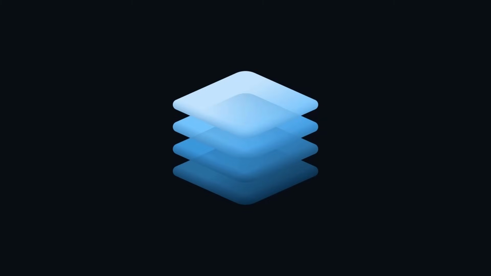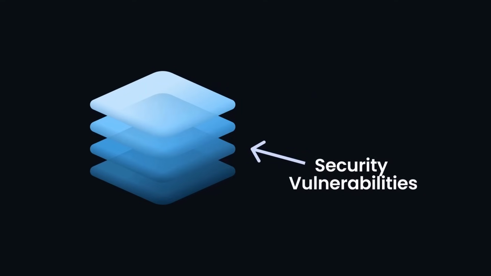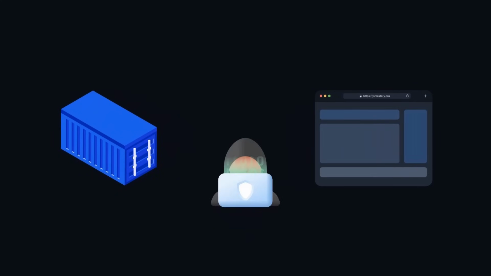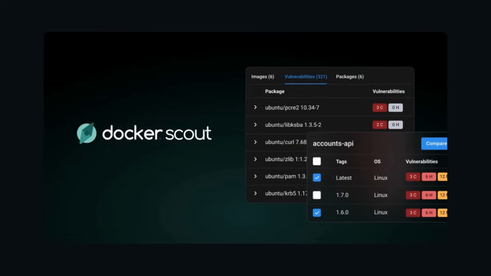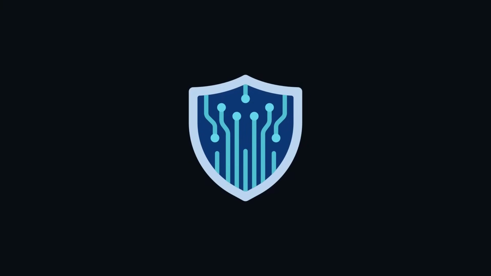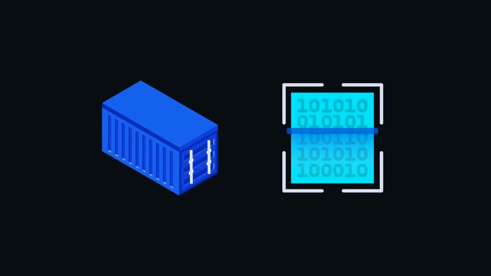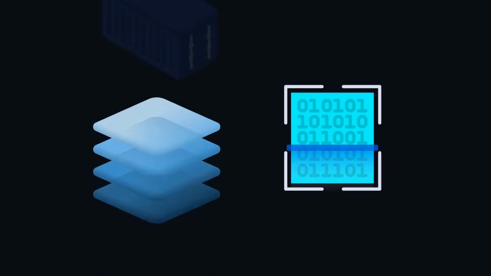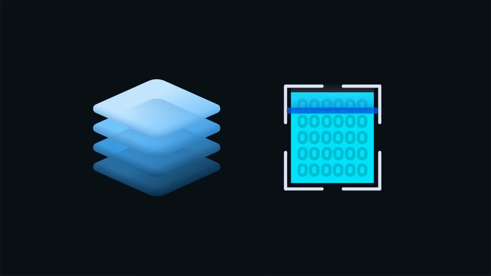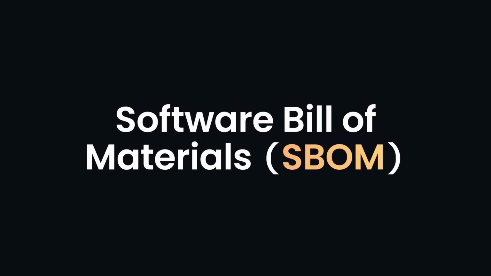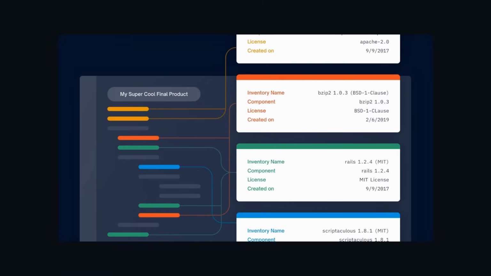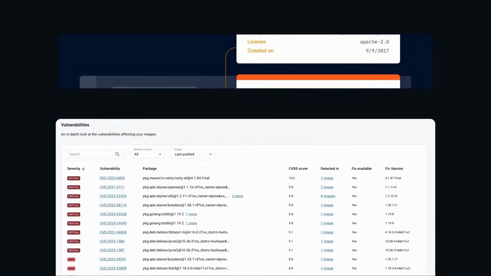However, some of these layers or components might have security vulnerabilities, making our containers and their applications susceptible to attacks. Docker Scout is a tool that helps us be proactive about security. It scans our container images, looks at all the layers and software pieces, like building blocks inside them, and creates a detailed list called a software bill of materials, SBOM for short. This list includes everything our container is made of.